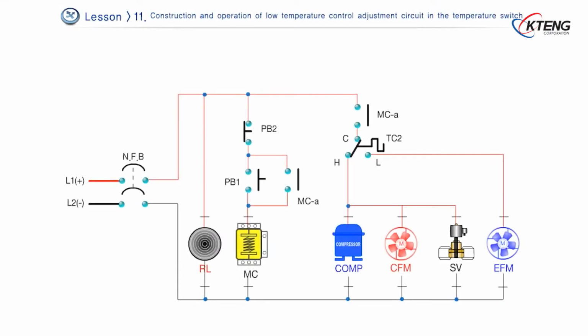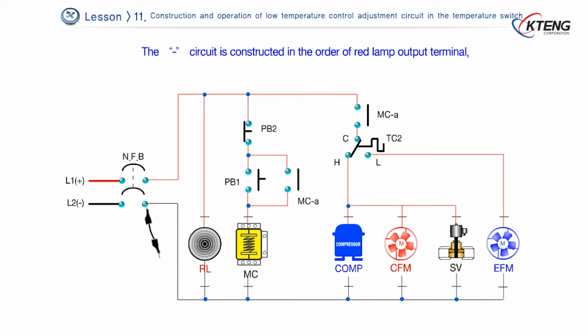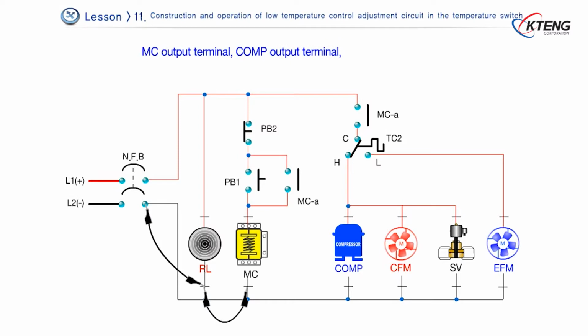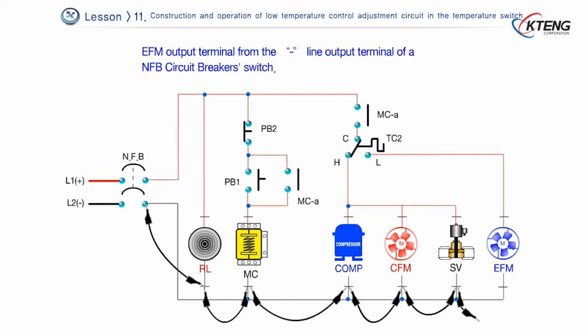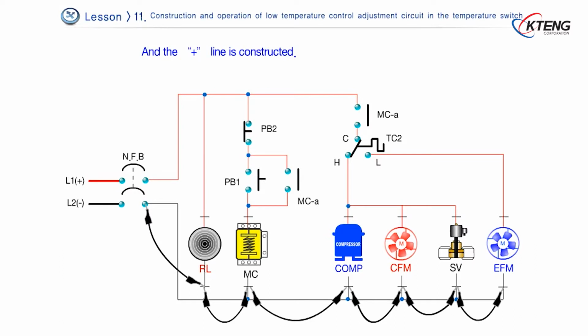The circuit construction is first to construct the minus line, which is line 2. The minus circuit is constructed in the order of red lamp output terminal, MC output terminal, compressor output terminal, CFM output terminal, output terminal of electronic valve SV, EFM output terminal from the minus line output terminal of an NFB circuit breaker switch, and the plus line is constructed.